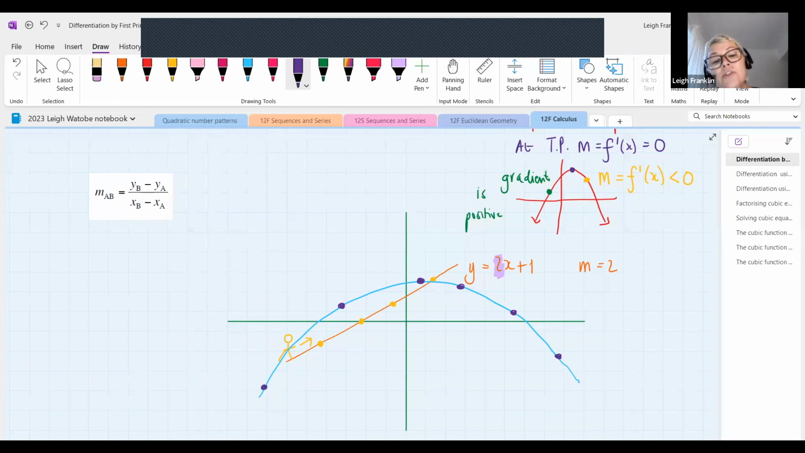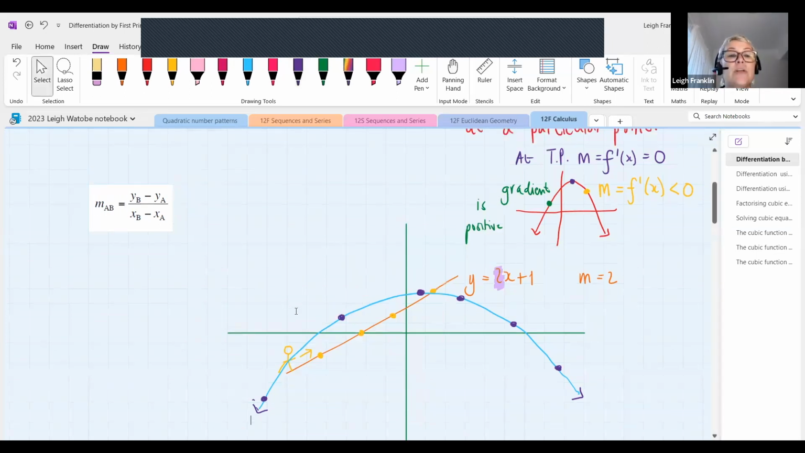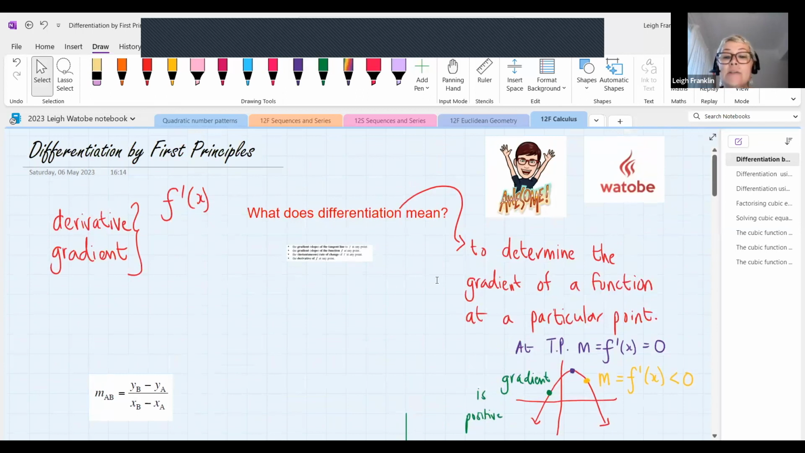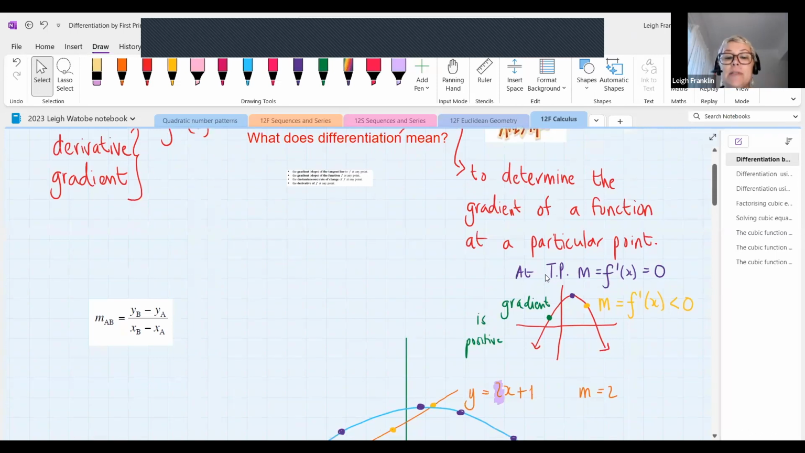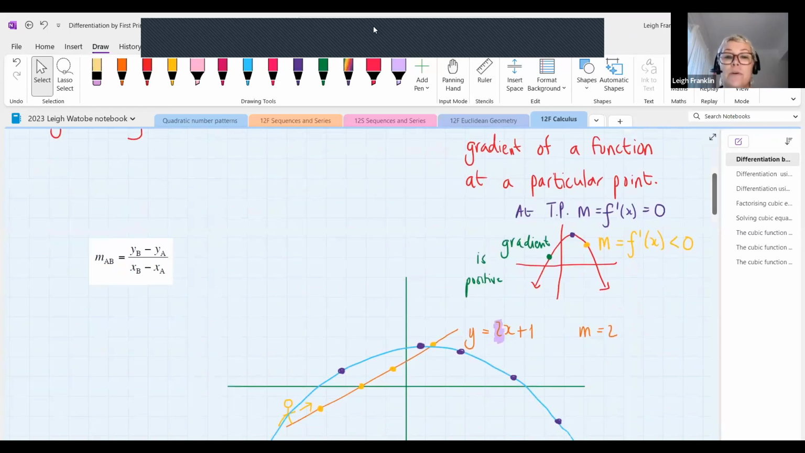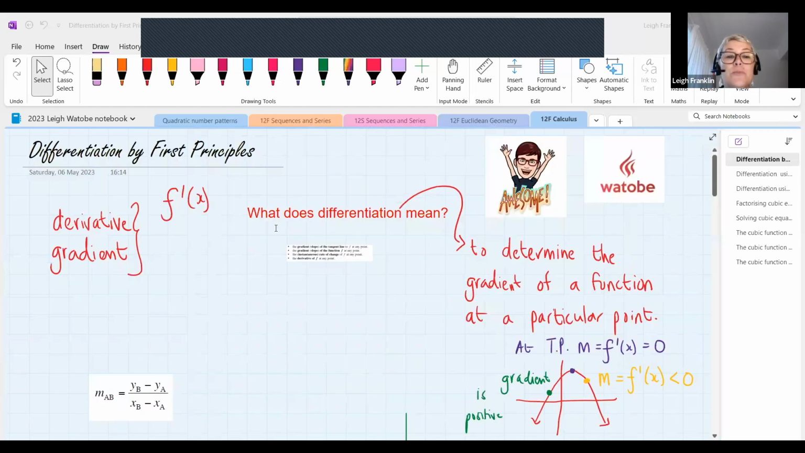So the gradient changes depending where on the line I am when we are talking about curved functions. With a straight line, the gradient is constant all the time. So this is what differentiation is. It allows us to determine what the gradient of a function is at a particular point on the function. All right. When we are doing it by first principles, it means that we are using a formula in order to be able to do that.